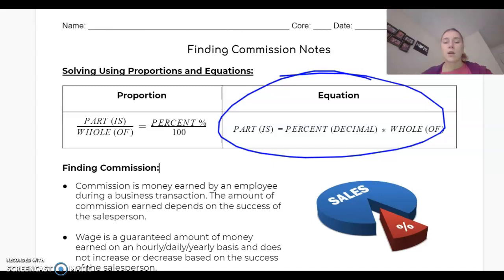Just a reminder, the part is the "is." So that goes here, is equal to the percent or decimal times the whole, or the "of."